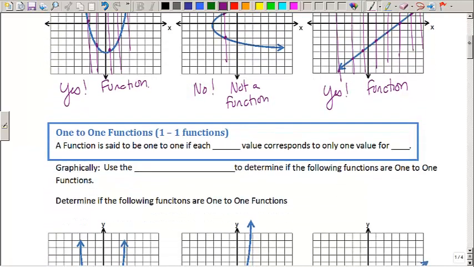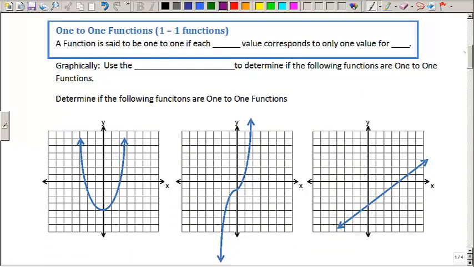Next, we'd like to define a one-to-one function. A function is said to be one-to-one. Notice that the relation already has to be a function in order for it to be one-to-one. So we're starting off with a function, and we say it's one-to-one if each y value corresponds to only one x value. Now that we know it's a function, instead of y we can use f of x notation. So every f of x corresponds to only one x.